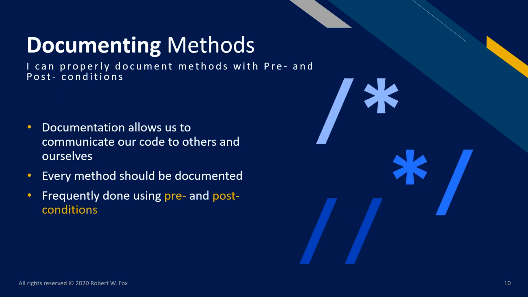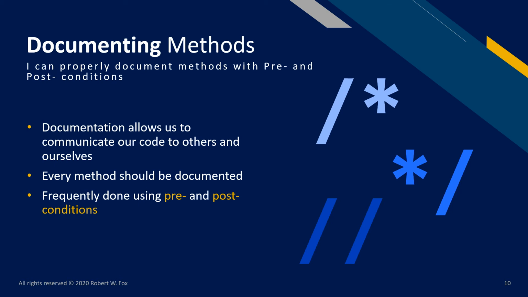Before we end our discussion on methods, the last thing we want to talk about is how to document them. And by document, I mean comments. Documentation isn't necessarily the most fun thing to do with our code, but it's actually really important because it allows us to communicate our code to others and, quite frankly, ourselves.